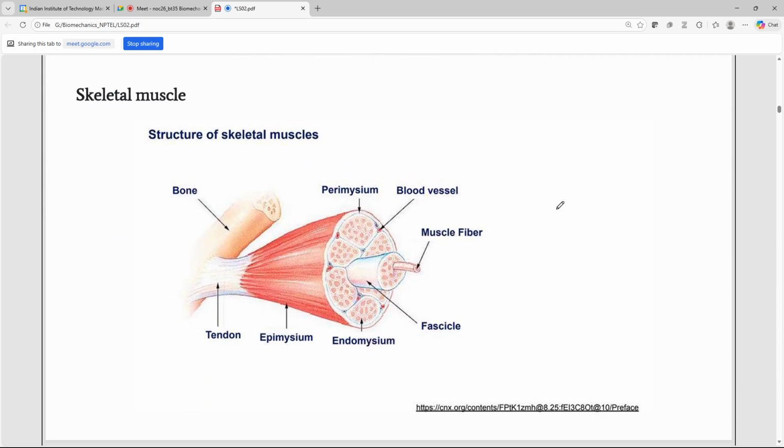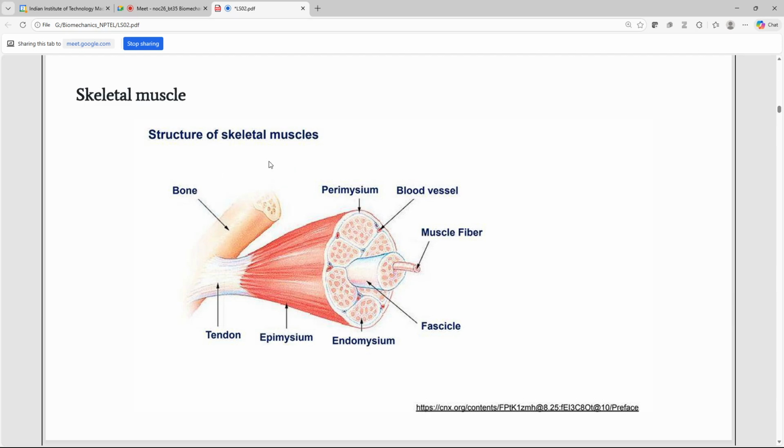Next is skeletal muscle. In between I have skipped some portions. I hope you have watched the videos. I'm not stretching the summary section too much, and we'll be moving towards our questions.